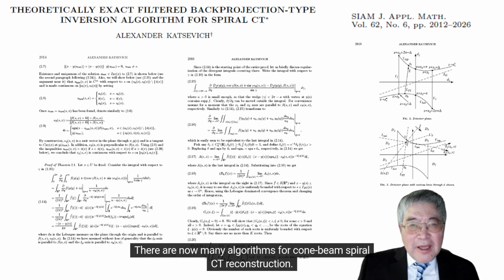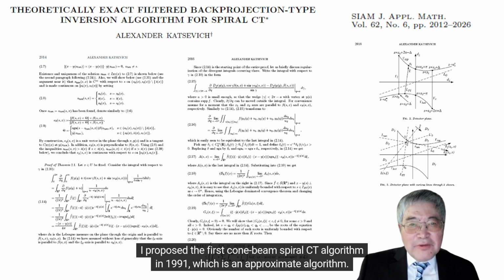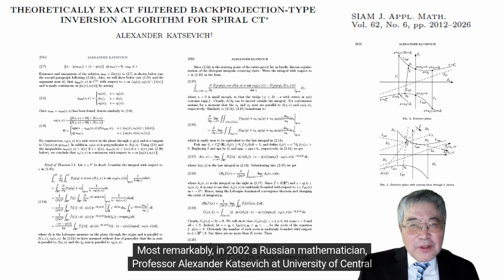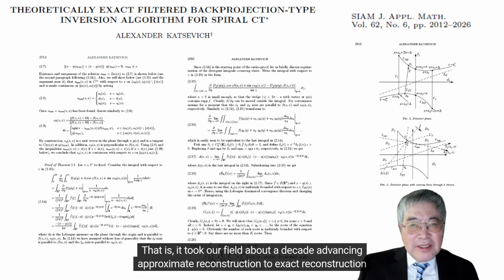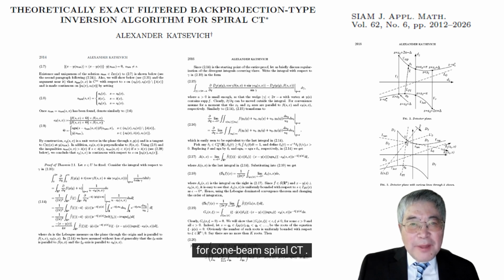There are now many algorithms for cone beam spiral CT reconstruction. I proposed the first cone beam spiral CT algorithm in 1991, which is an approximate algorithm. Most remarkably, in 2002, a Russian mathematician, Professor Alexander Katsevich at University of Central Florida, formulated the first theoretically exact cone beam spiral CT algorithm. That is, it took our field about a decade advancing approximate reconstruction to exact reconstruction for cone beam spiral CT.